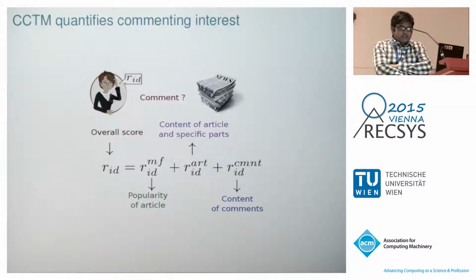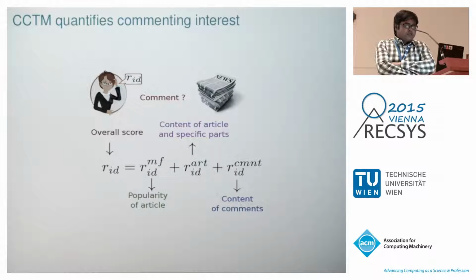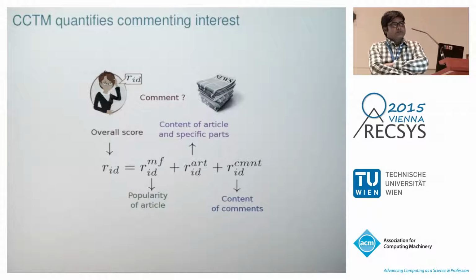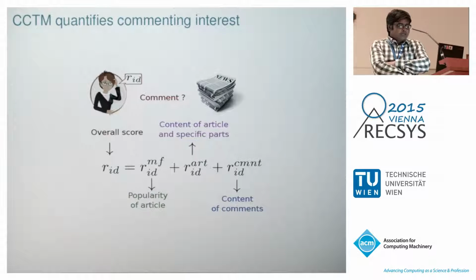So in short, we want to compute the score R for user I and document article D. This overall score has three main parts. One is the popularity of the article, another is the content of the article with some specific parts, and the content of the comments, I mean the comments which are present on that article. I will not go into the details of how we compute these scores. These scores are computed based on a probabilistic model extending the topic model, that is the CCTM or collaborative correspondence topic model. I request you to look into the paper for details.